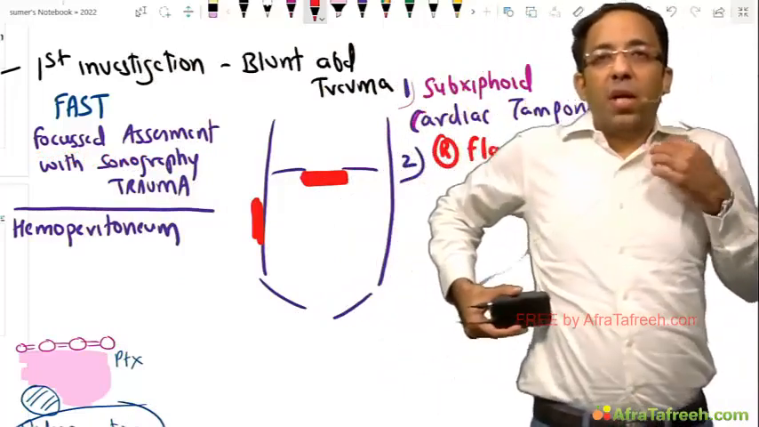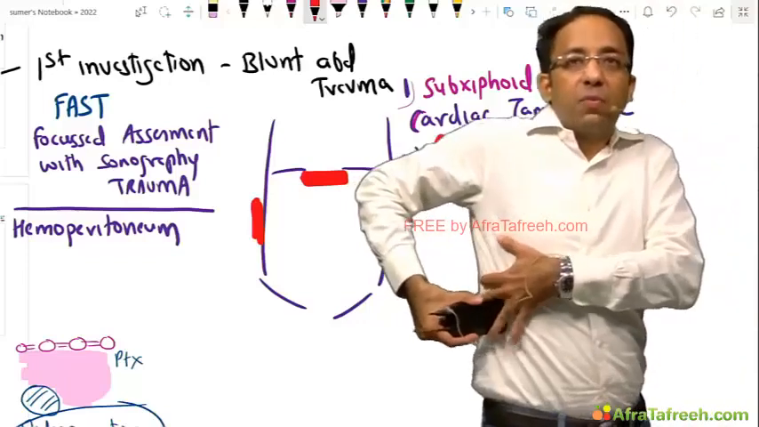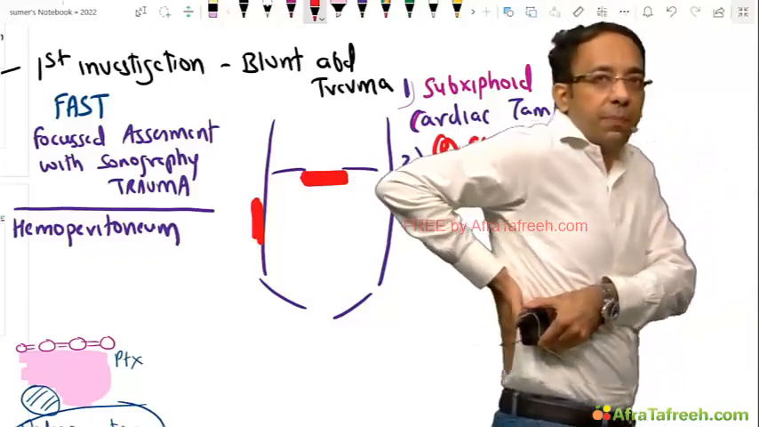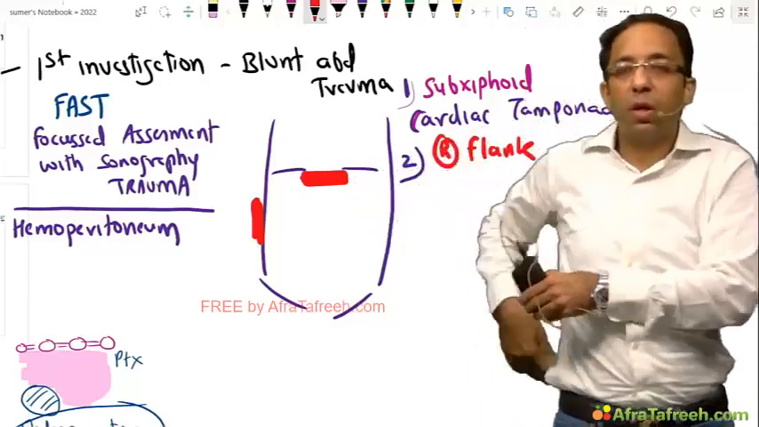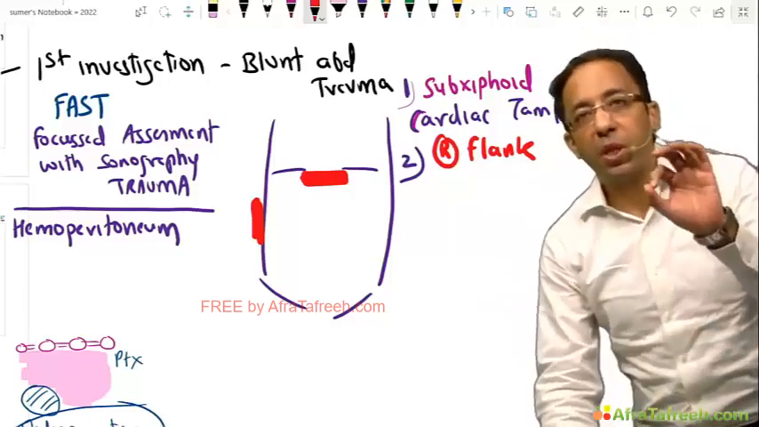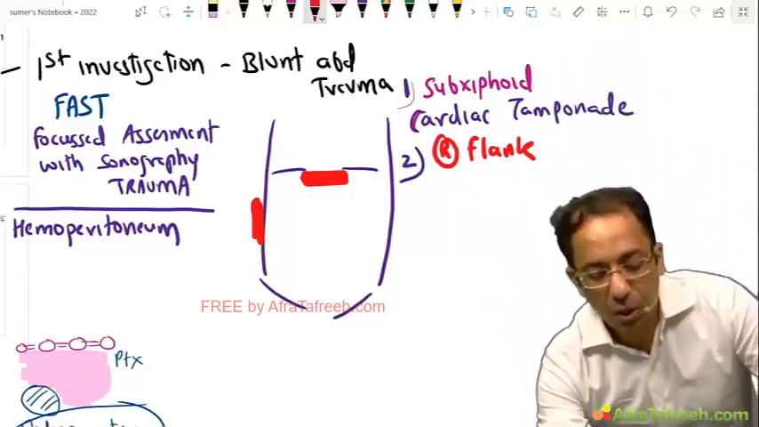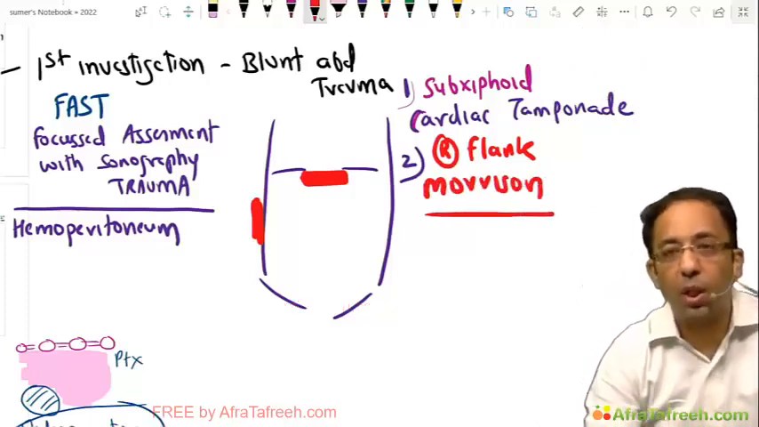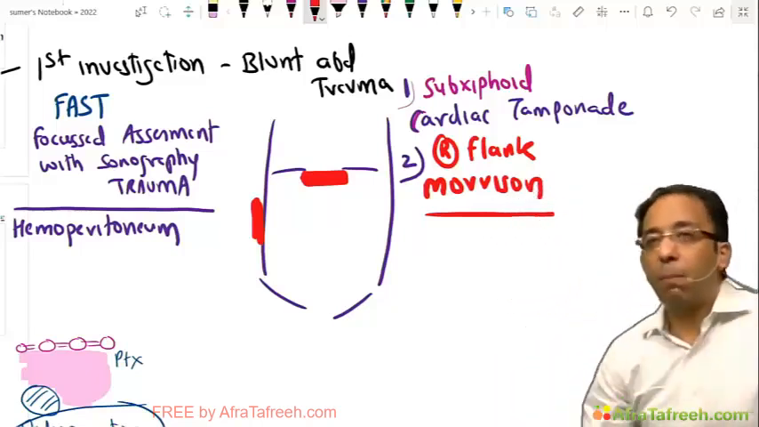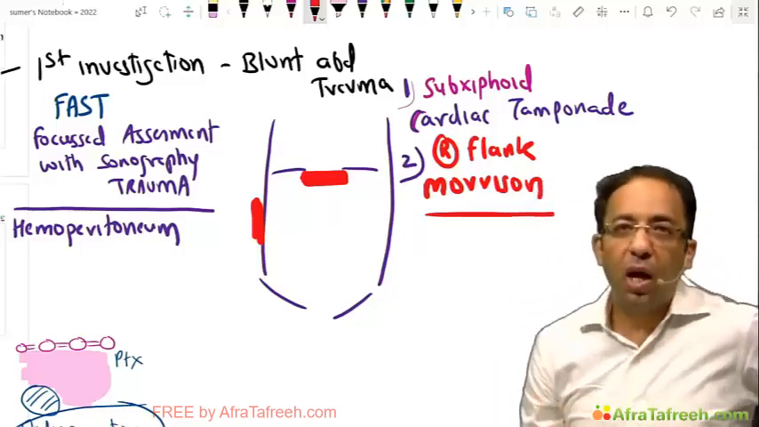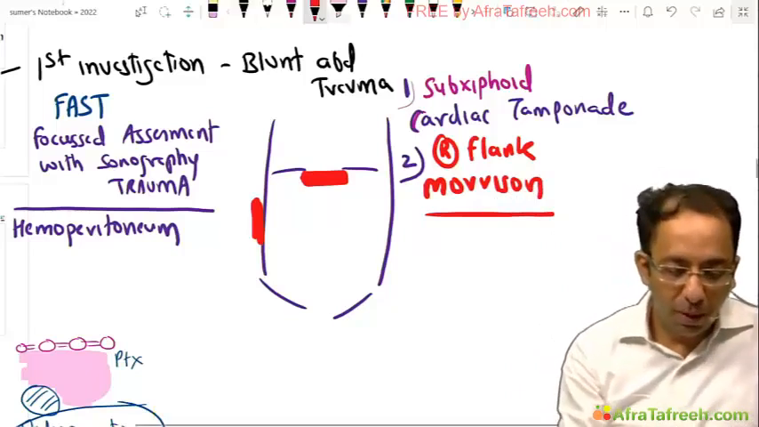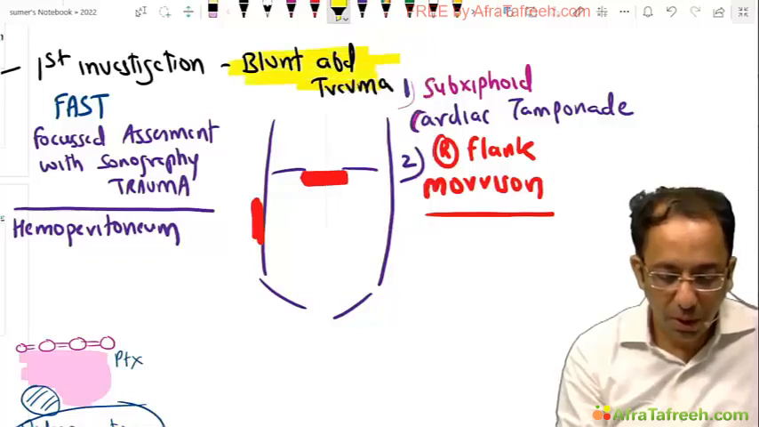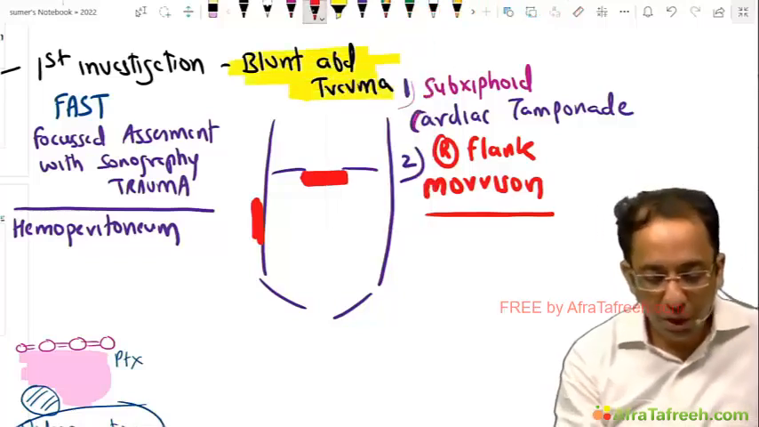And now see, if I keep the probe in the right flank, this is where my liver is. This is where my kidney is. If I keep the probe between them, what am I trying to look for? I am trying to see between the liver and the kidney. That is called the hepatorenal pouch of Morrison. So if you have any blood in the peritoneum, why would you have blood in the peritoneum in a patient with trauma? If there is a solid organ rupture, if there is a trauma patient, some organ has ruptured, there will be blood. So we are trying to look for the Morrison's pouch.